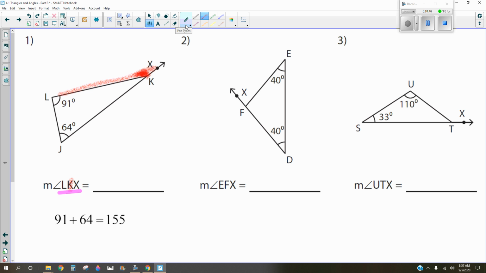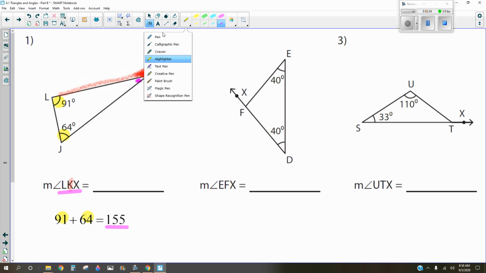So I need the non-adjacent angles. Well, this is adjacent. This one is next to it. So that's not the one we need. We want the two angles that are away from that angle. If we add those two, 91 plus 64, we'll figure out how big our exterior angle is. Remember, this is not for interiors. We're solving the red, the outside here. It's called the exterior angle theorem. So 91 plus 64 equals the outside angle, 155.